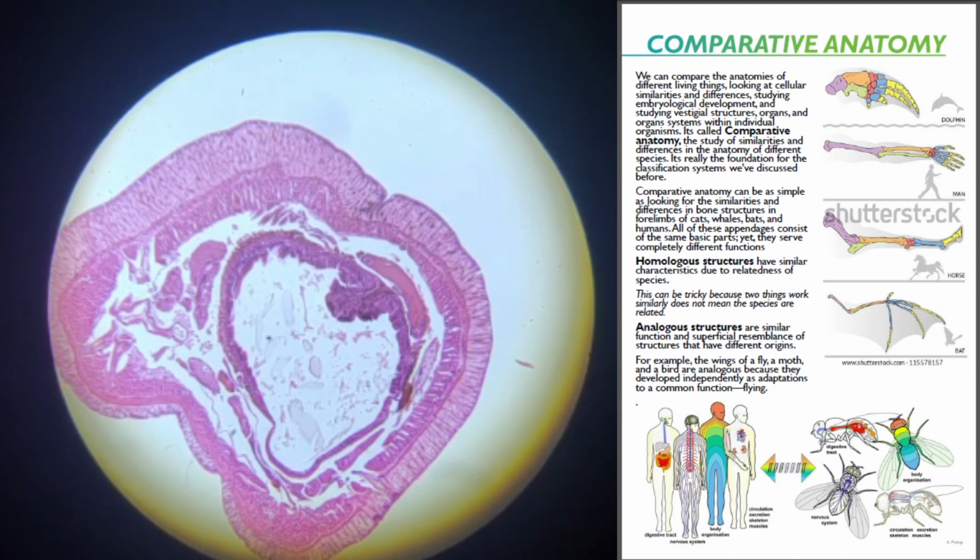Cool. So that's a cross section of worm. Did it say CS on it? Yes, it did. Earthworm cross section. So we can see some of the layers on the worm.